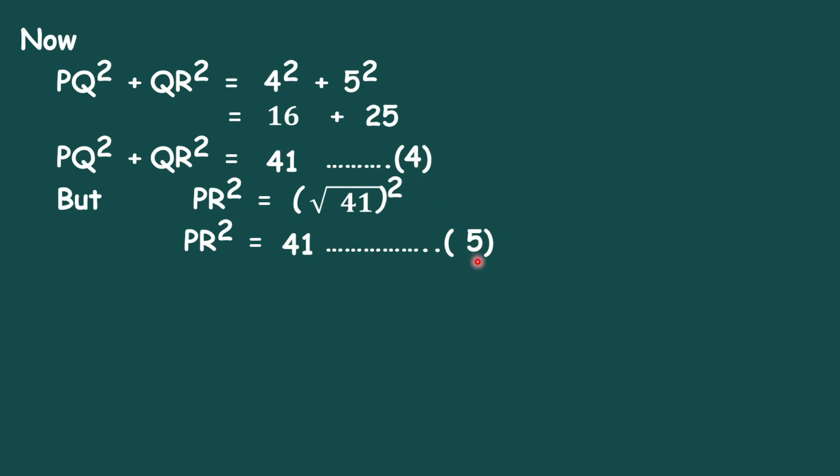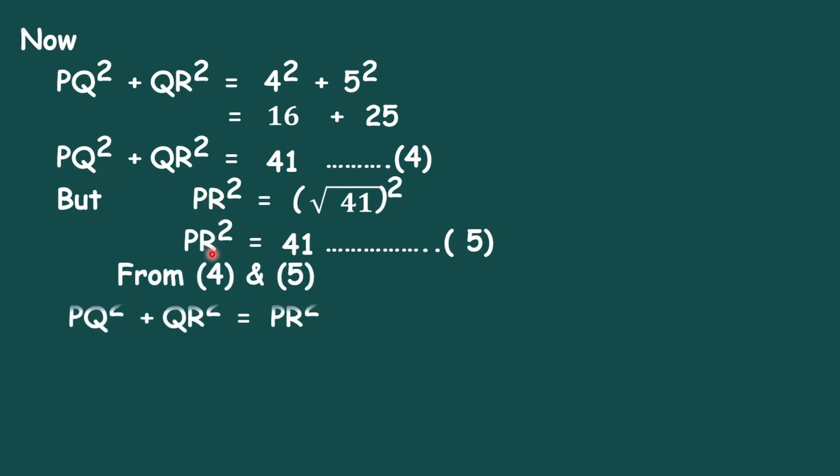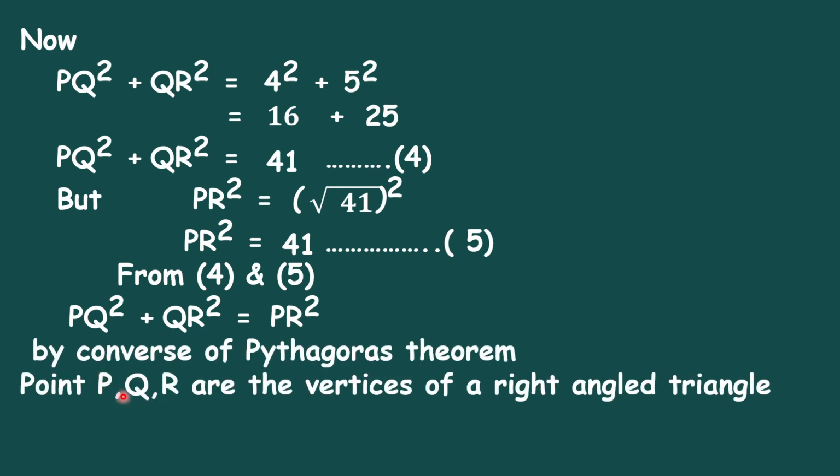From equations 4 and 5, the RHS is the same, therefore the LHS is also the same, therefore PQ square plus QR square is equal to PR square. That means the square of the length of the largest side is equal to the sum of squares of the remaining two sides. That means by the converse of Pythagoras theorem, the points P, Q, R are the vertices of a right angle triangle.